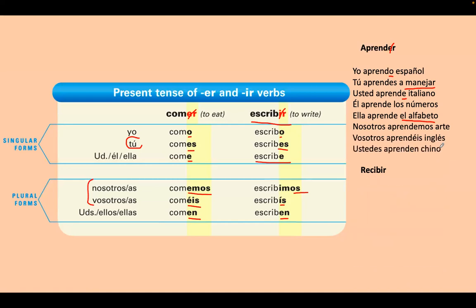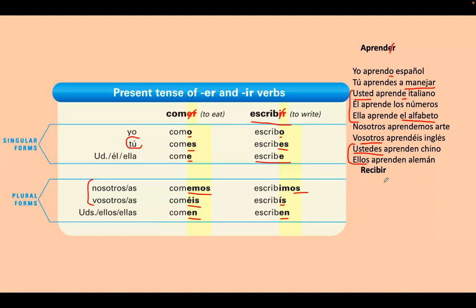Ustedes aprenden chino. Okay, remember that ustedes is you all from Latin America, and vosotros is you all, but more from Spain. Ellos aprenden alemán. Entonces, they learn German. These two have the same conjugation, but they are different because this is you all and this is they. And these three have the same conjugation, but ustedes you formal.